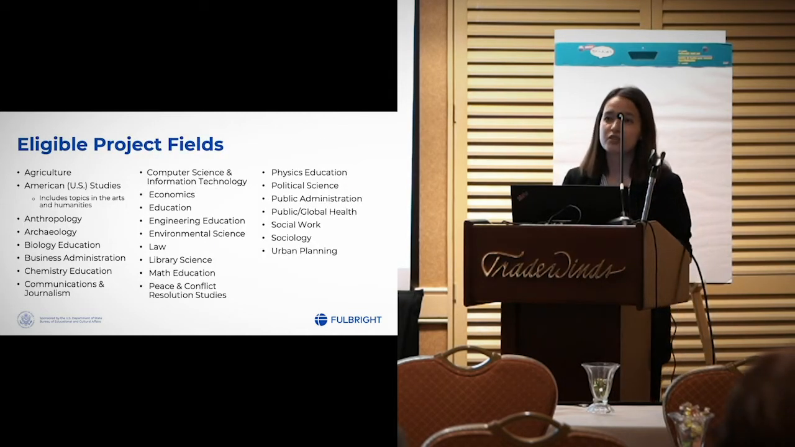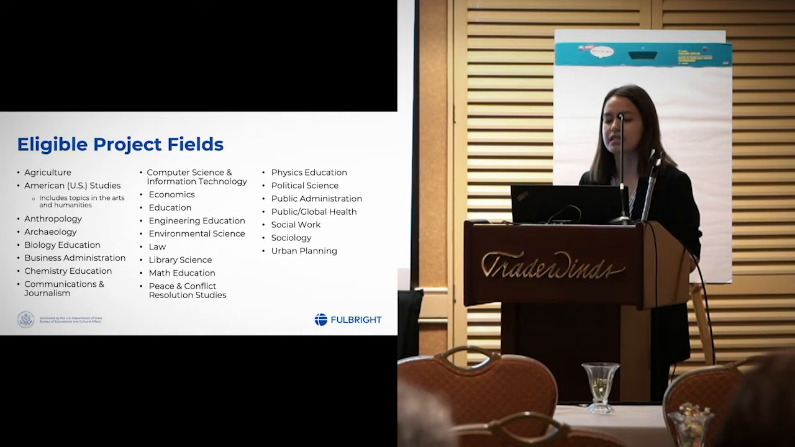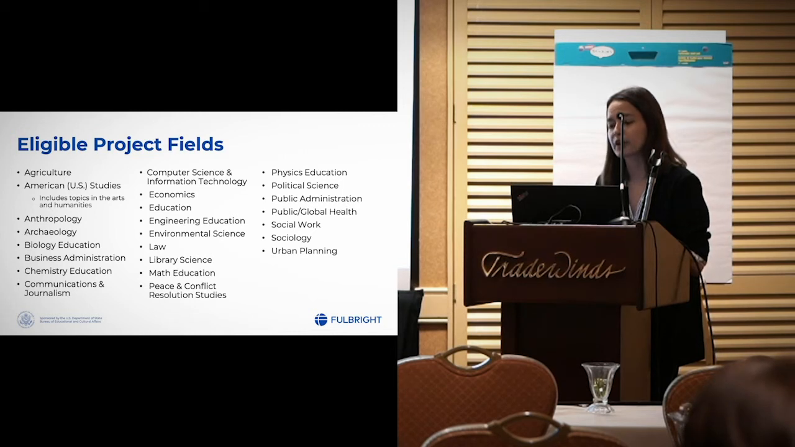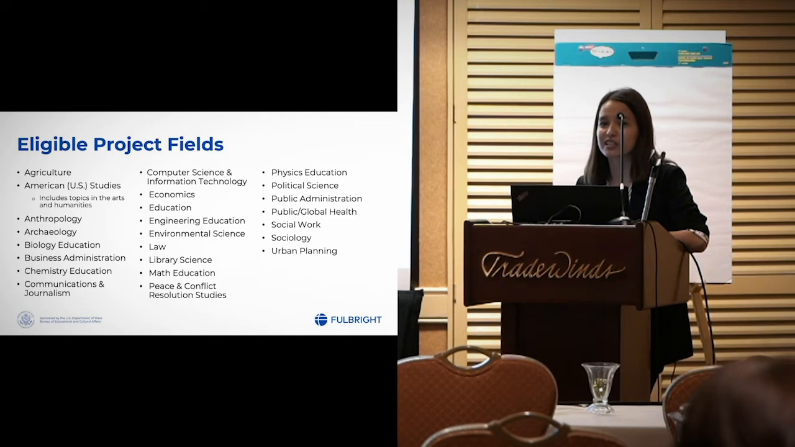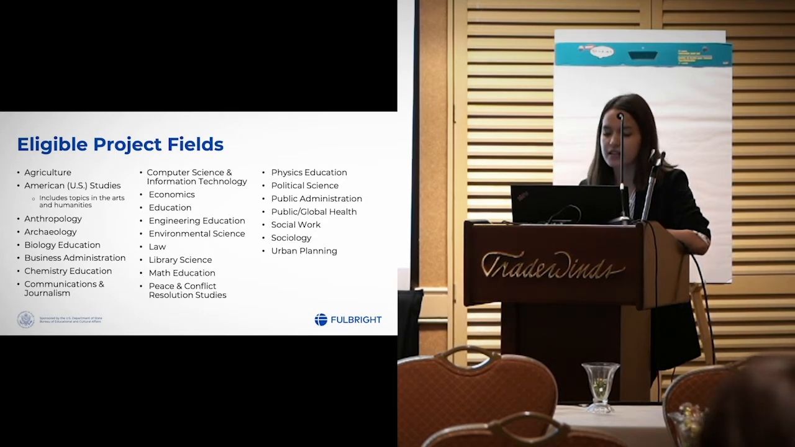What individuals are able to apply to the program, and also what types of projects can take place. There are 24 eligible disciplines available under the Fulbright Specialist Program. And within these disciplines, there's a wide range of projects that can be represented. Just an example that I'll provide, I've highlighted here under the American U.S. Studies discipline. It does include topics in the arts and humanities.